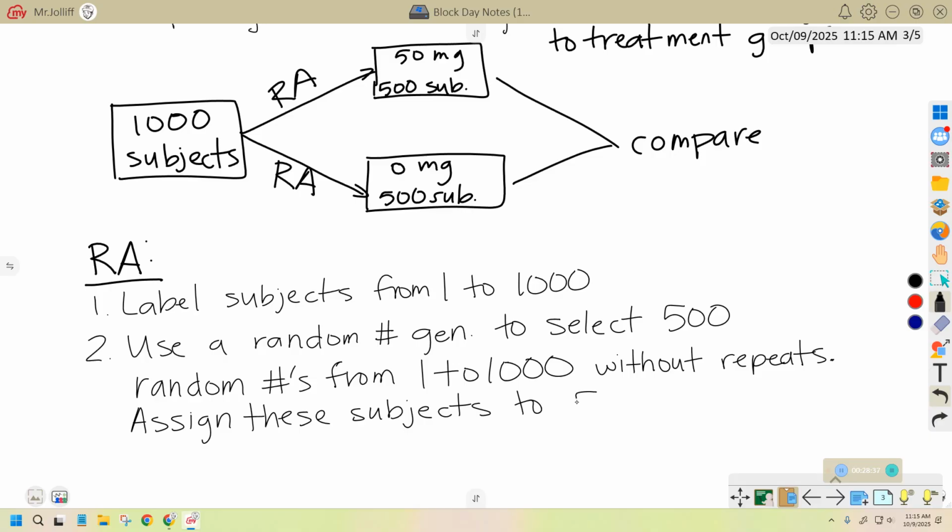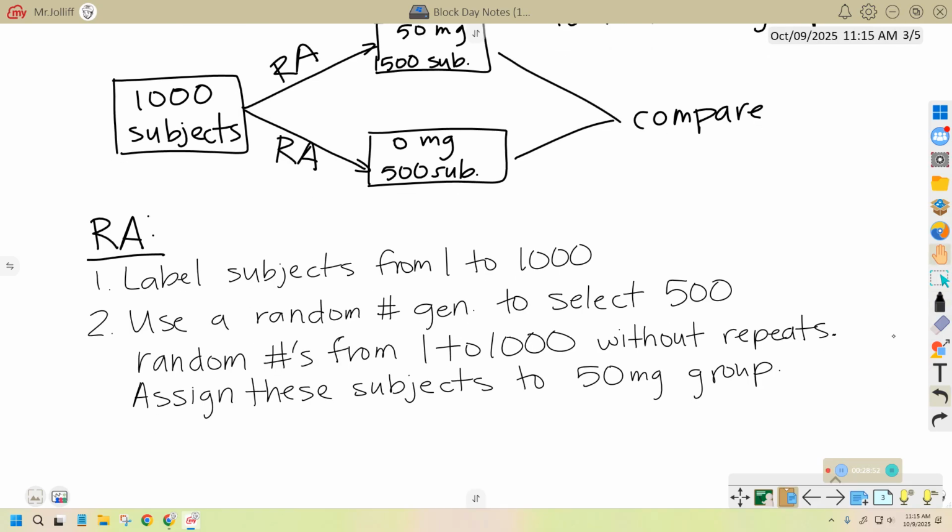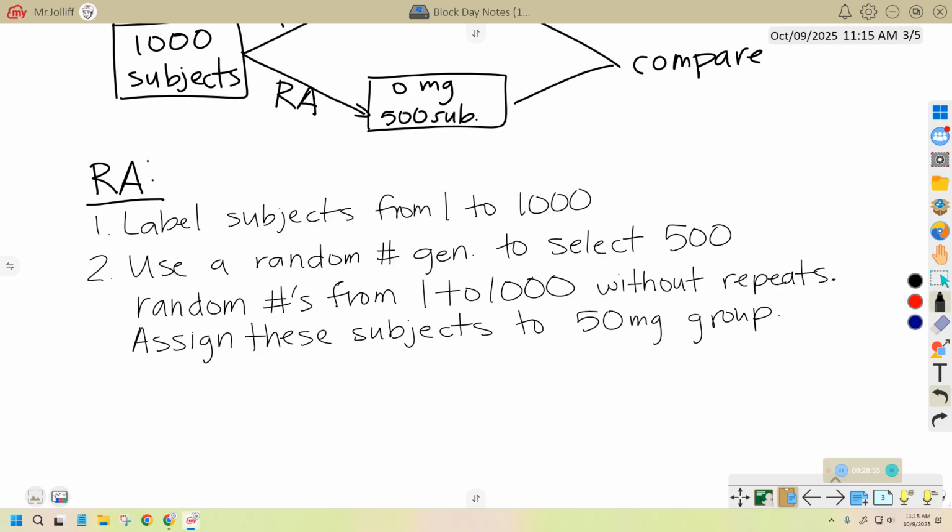To, does it matter that I chose the 50 milligram group here? No. Good. I just need to assign them to a group and I need to be specific. Doesn't matter which one, but be specific. So we assigned the first 500 people selected without repeats to the 50 milligram group. What do I do with the rest of the subjects? 0 group. Good. 3. Remaining subjects are assigned to the 0 milligram group.